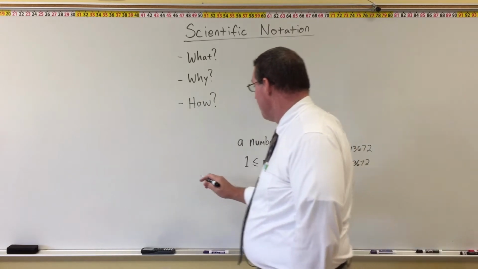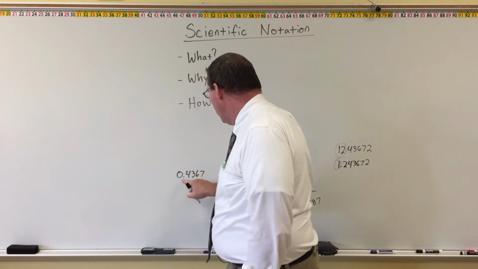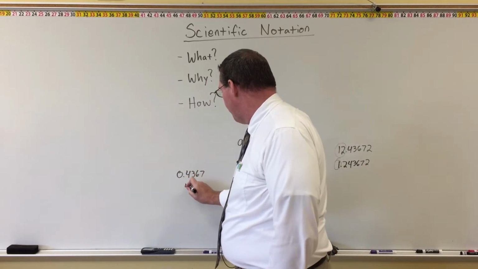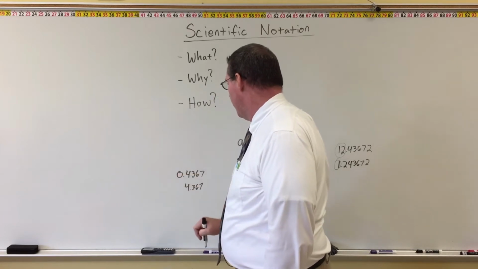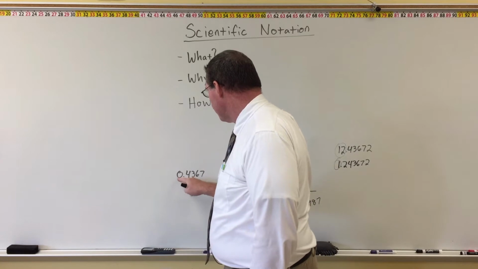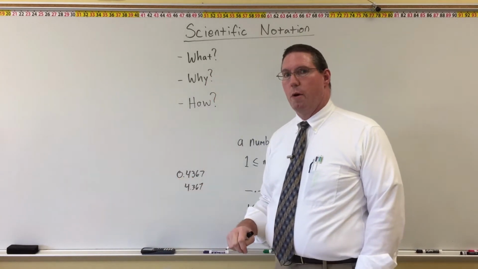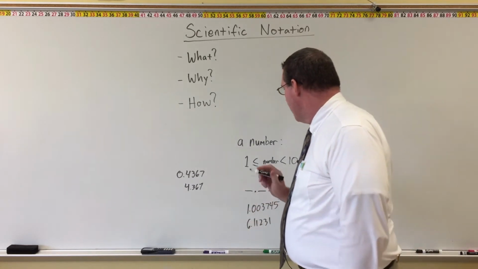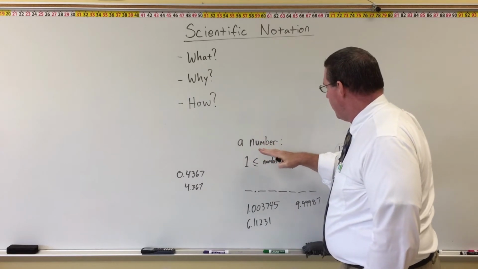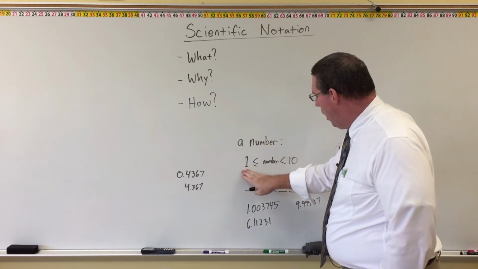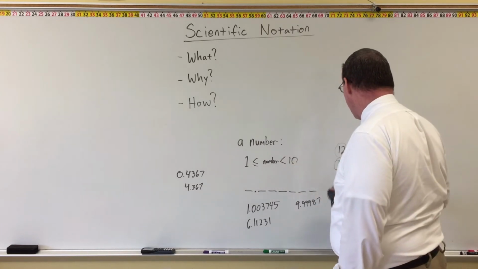So the number to the left of the decimal has to be a single digit, and it cannot be 0. So for example, if your number was 0.4367, well, you'd move the decimal point over here and you just make it 4.367. Okay? You cannot have a 0 here, and you cannot have a number that has 2 digits like 10, 11, or 12, or 57, or whatever. So the first part of scientific notation is a number that's between 1 and 10, but it can't be 10. It has to be smaller than 10. And it's usually a decimal number.